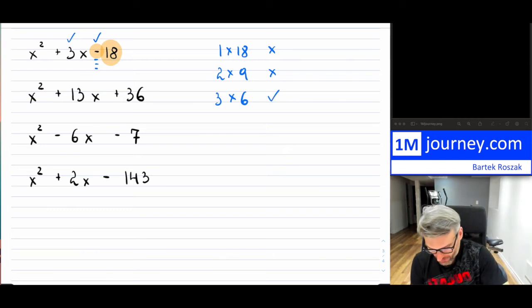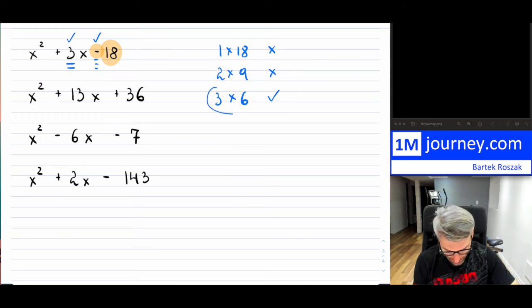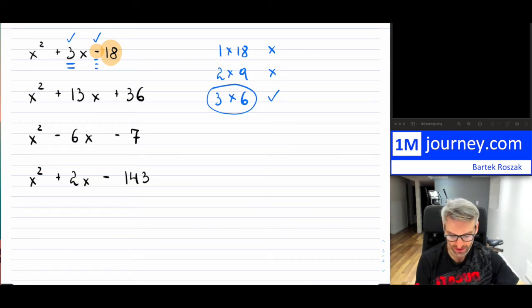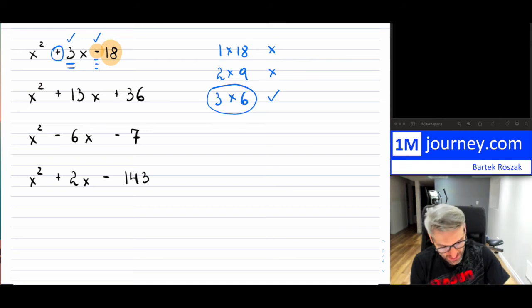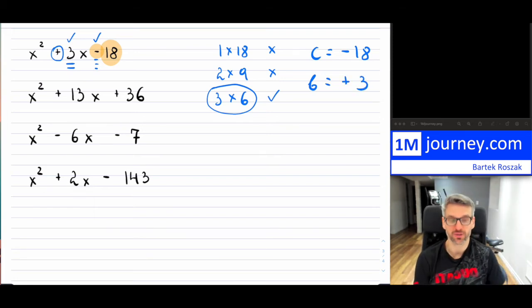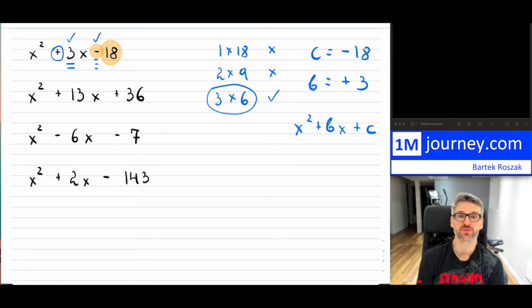And now I have to get 3 out of it. If I want 3 out of it, I have to make one of these negative. Which one should I make negative? Because now notice that this is positive. So my C is supposed to be negative 18 and my B is supposed to be positive 3. That's what I am looking for. And again, this goes back to x squared plus bx plus c. That's what these are.